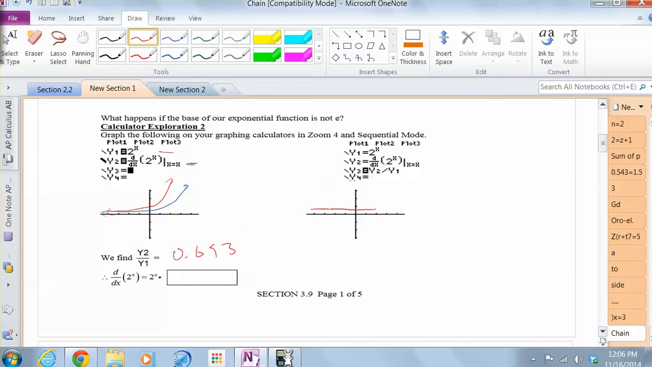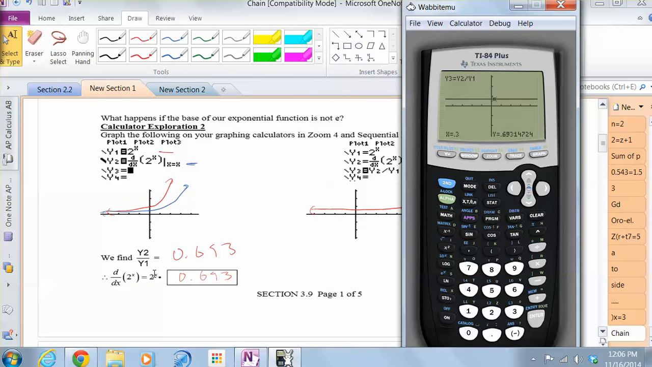Or it seems that my derivative of 2 to the x is going to be 2 to the x times 0.693. So that's something that we're noticing with the derivative. When you take the derivative, it looks like it's the same as 2 to the x, but times a constant, that being 0.693. Let's look again.